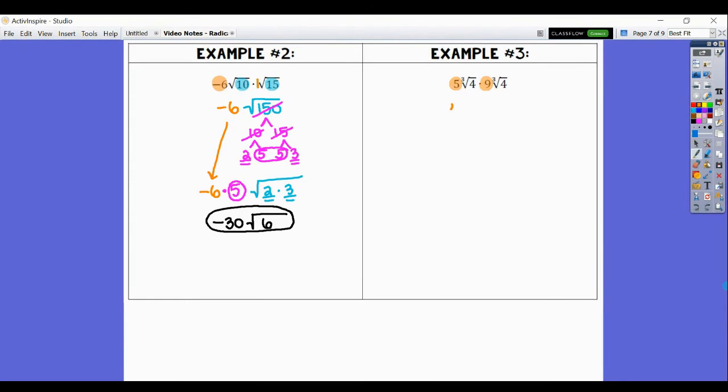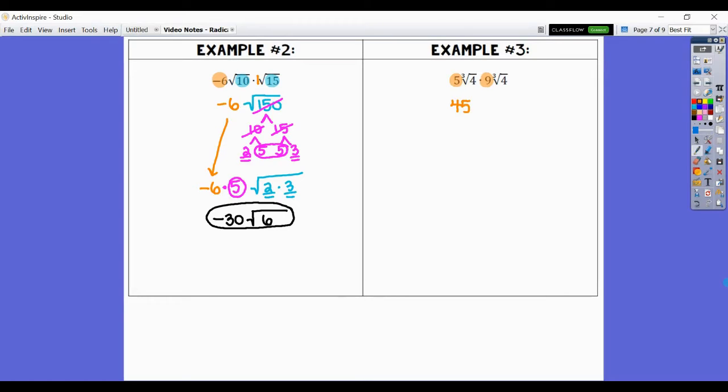5 times 9 is 45. Then we do our second step, which is multiply the numbers inside the radical, which will get me the cube root of 4 times 4, 16 there. From here, we break down what is underneath the radical into factors. Factors of 16 are 4 and 4, 2 and 2, and 2 and 2 out of the 4.